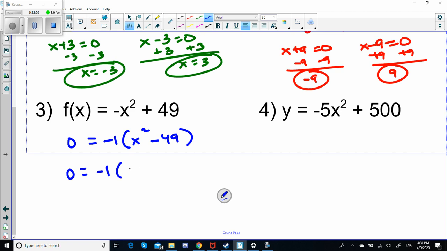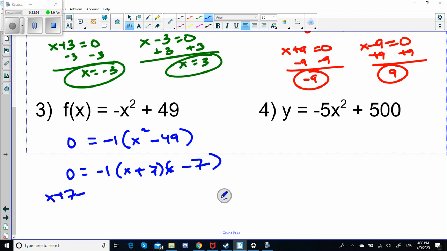Square root of x squared is x. Square root of 49 is 7. And because that middle term is missing, it's plus minus. So remember, anything with an x gets set equal to 0. That negative 1 does not get set equal to 0 because it doesn't have an x.